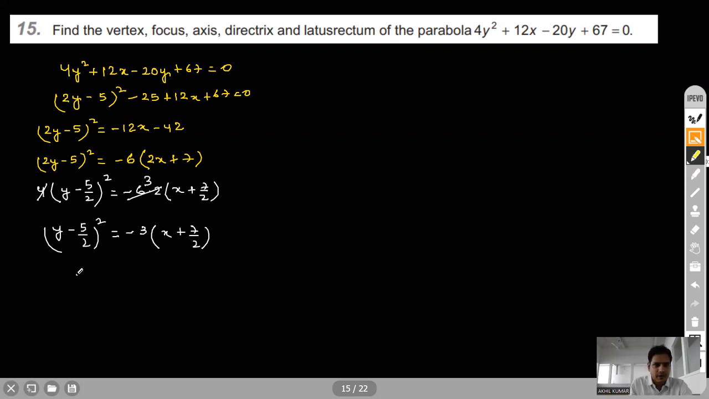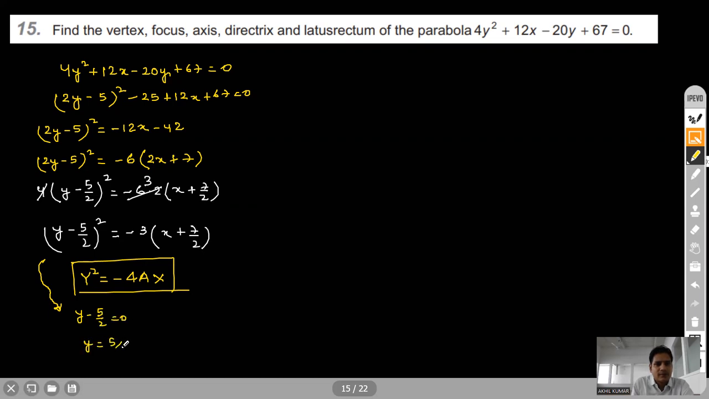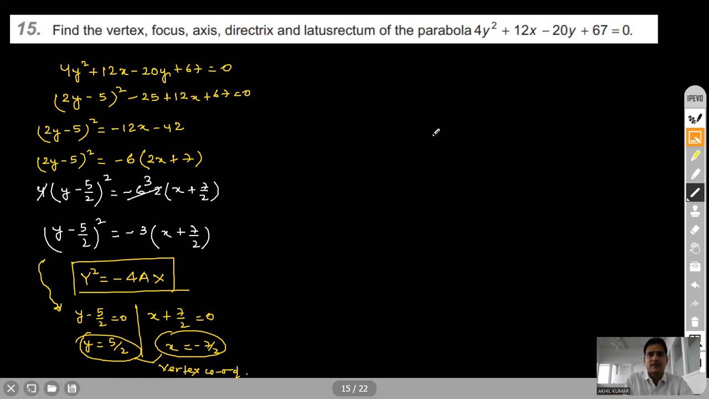Now, what we will do, we will compare it with our standard parabola. Standard equation of parabola, that is y² = -4ax. So what will be the vertex of this parabola? So y - 5/2 = 0, from here we get y = 5/2. And if you see x, so x + 7/2 = 0, from here we get x = -7/2. So this will be our coordinates of vertex.